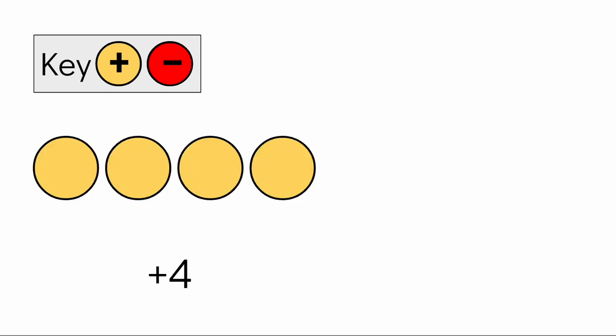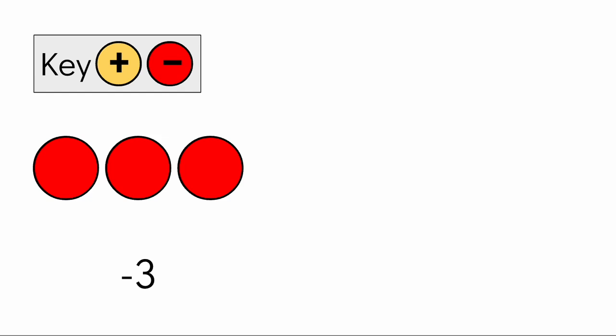In this lesson, we're going to use two color counters to represent integers, positive and negative numbers. We'll be using yellow counters to represent positive numbers and red counters to represent negative numbers. To model the number positive 4, I would use 4 yellow counters. To represent the number negative 3, I would use 3 red counters.